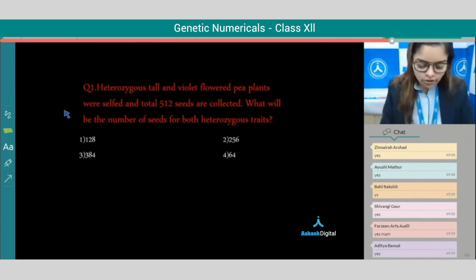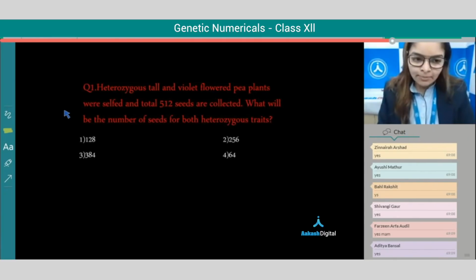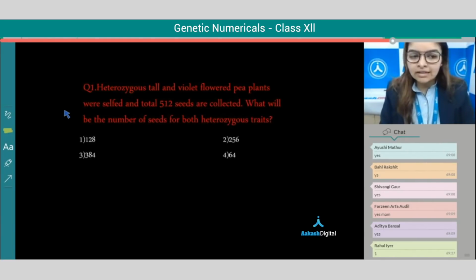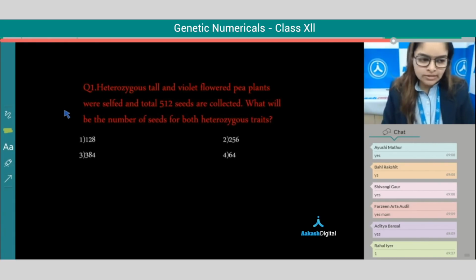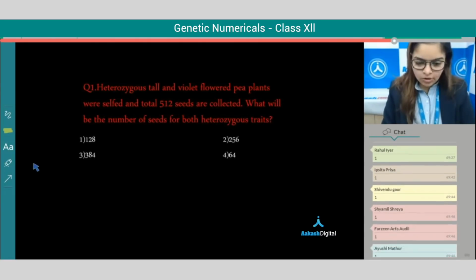My very first question for you is, heterozygous tall and violet flowered pea plant were selfed and total 512 seeds are collected. What will be the number of seeds for both heterozygous traits? You can see four options here: 128, 256, 384 and 64. Option 1 is correct. Yes, class, option 1 is right.